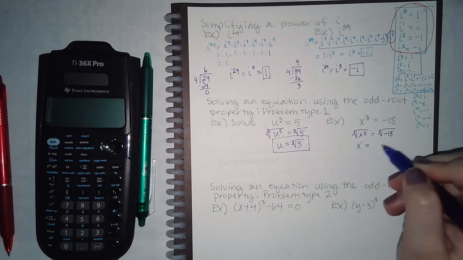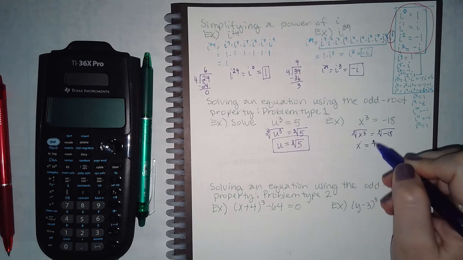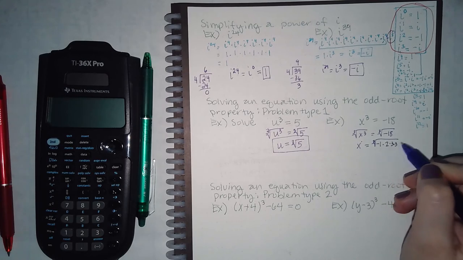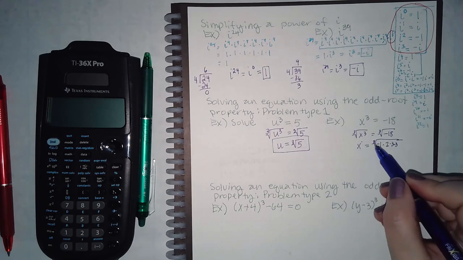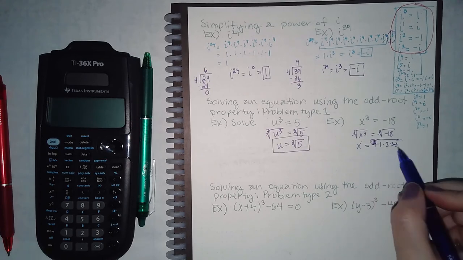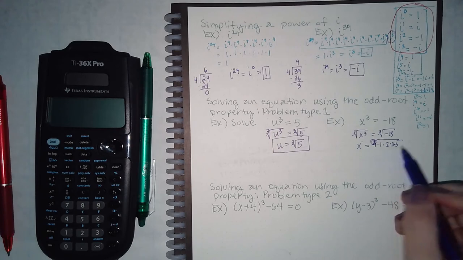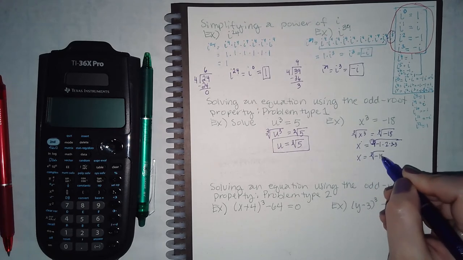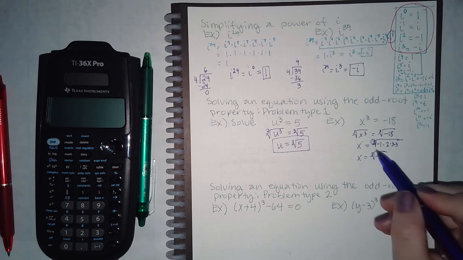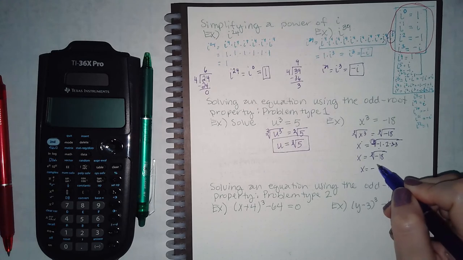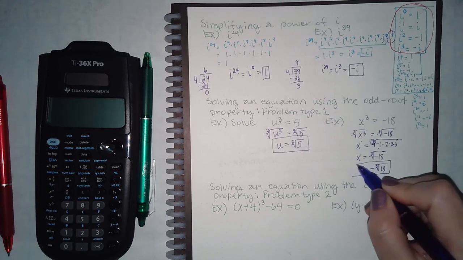this will become x. This will become negative 1 times 2 times 3 times 3. But if you notice, there's not enough. You have to have pairs of 3 or groups of 3 in order for something to come out. And I don't have enough. So this is going to stay stuck as the cube root of negative 18. What you can do, though, is the cube root of negative 1. And that's just negative 1. And so this would be your final answer.